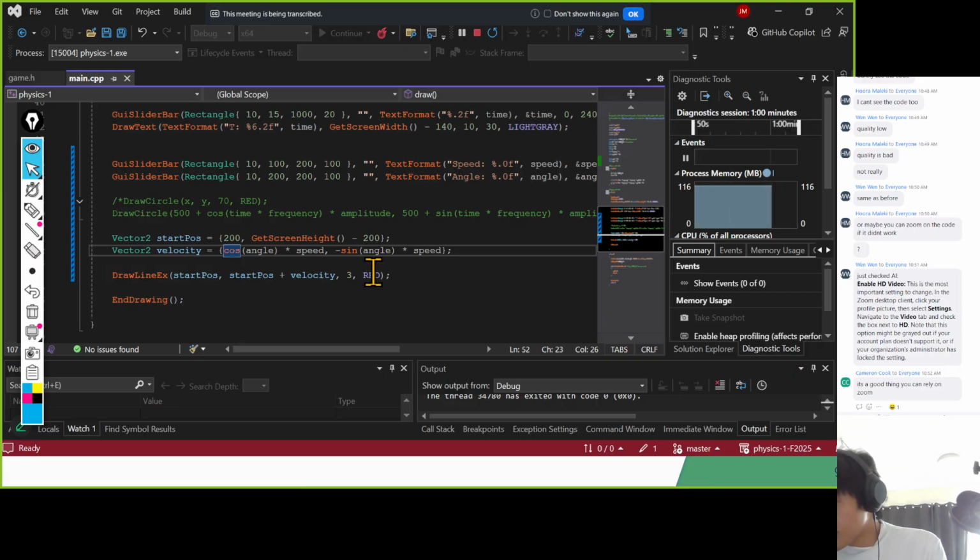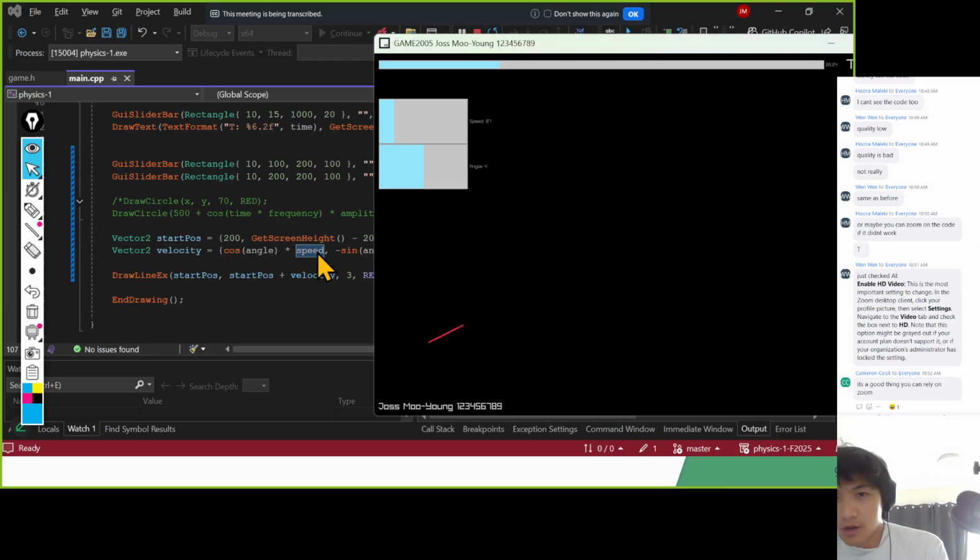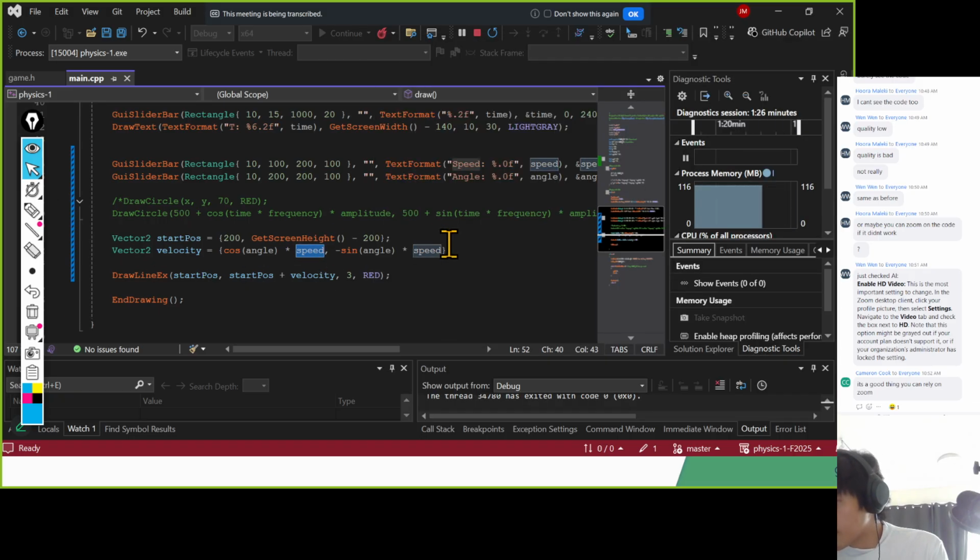So let's look at all the things affecting this velocity. Okay, so there's the drawing. If we did the drawing correctly, then there's these two components. Start pause is fine. Velocity, maybe there's something wrong with that. Is speed too high? No. Speed being too high would affect them both the same because it's multiplying both sides by the same value. Is it the cos and sine of these angles? Why would it be wrong?